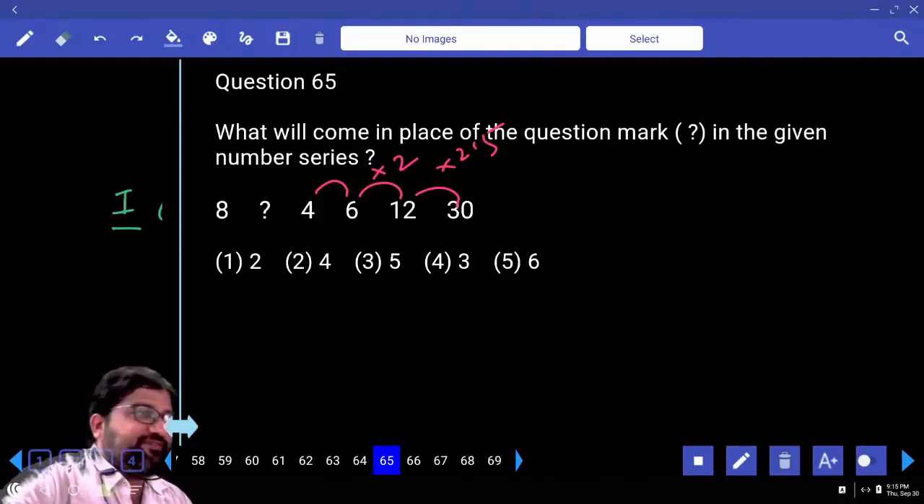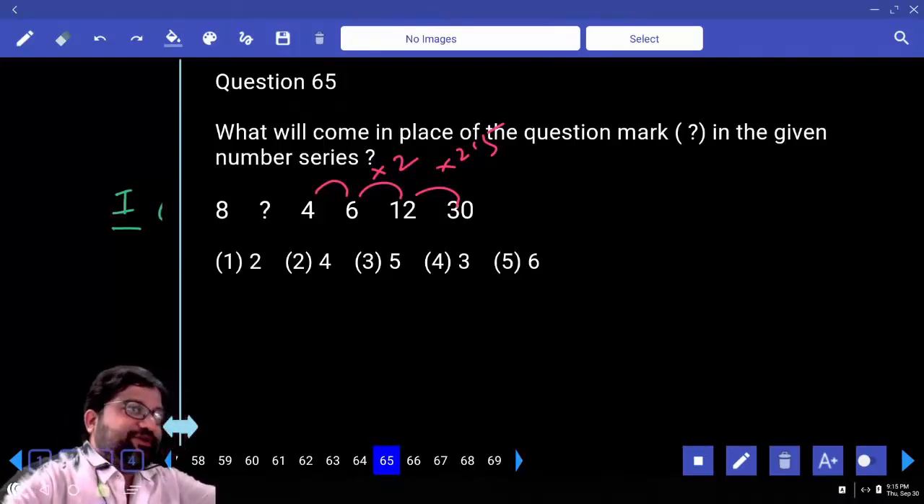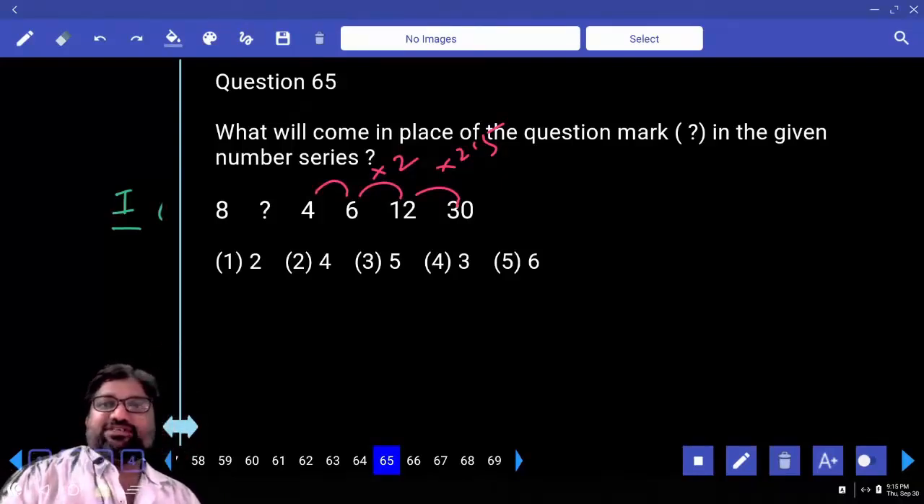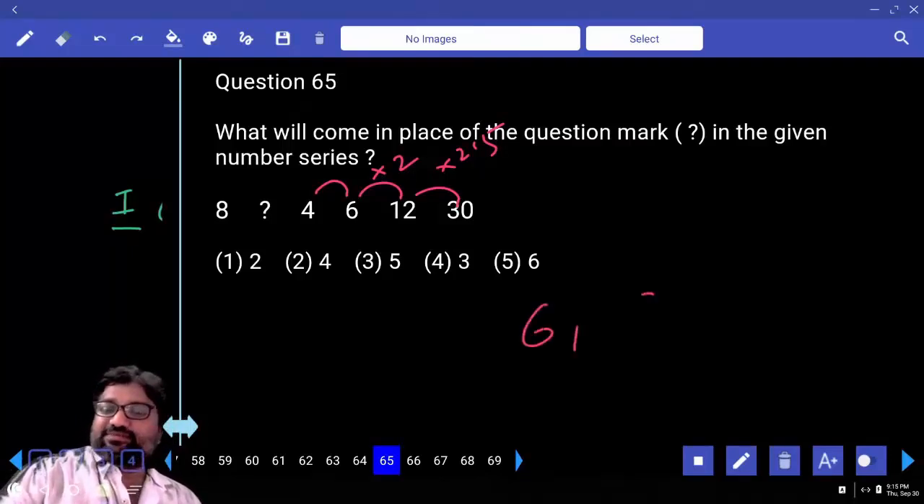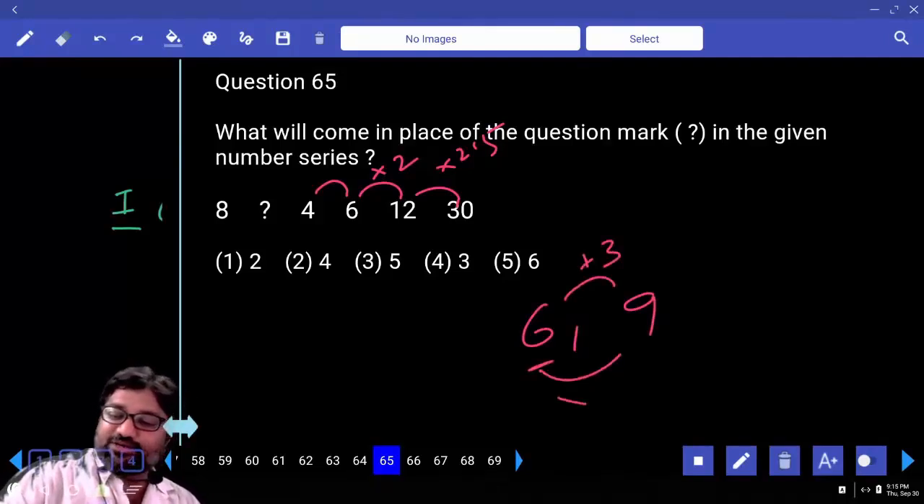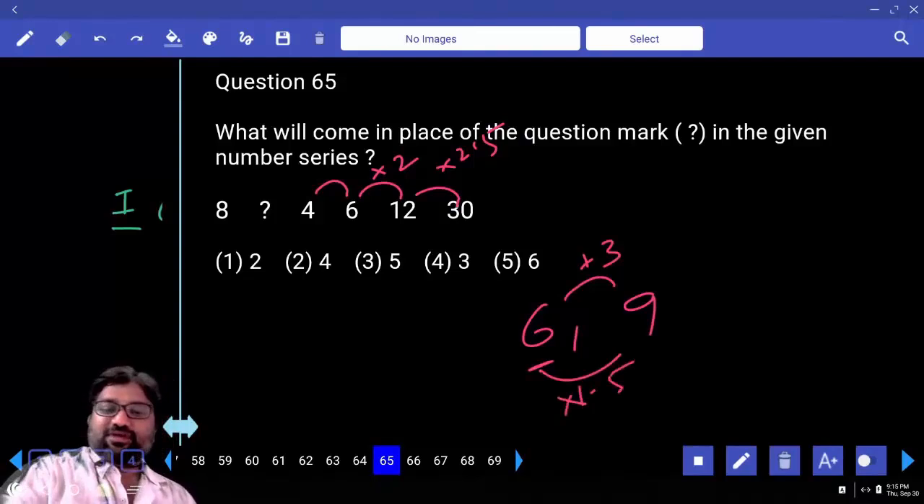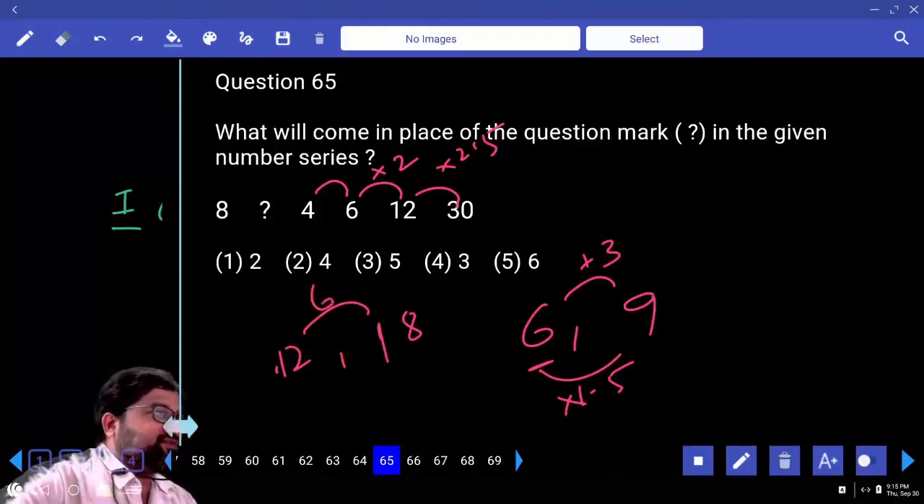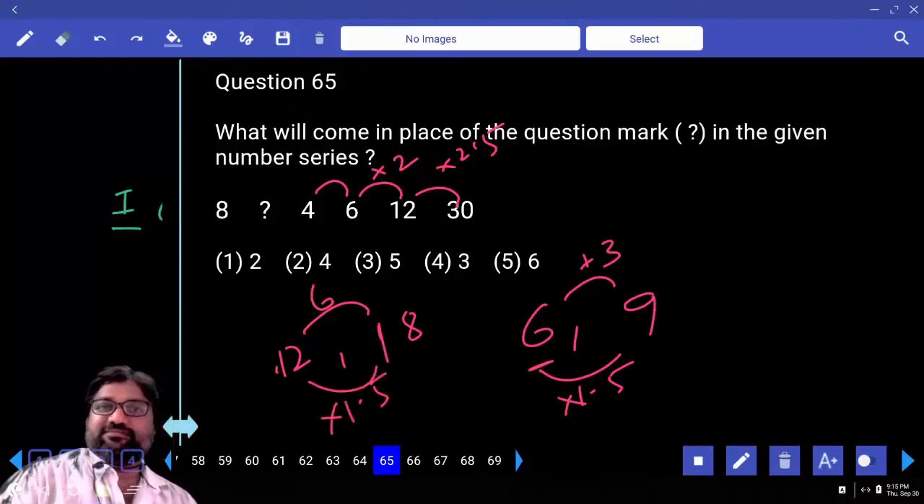This 2 is half of 4, and I told you when you add half of the number to itself, then you are multiplying the number by 1.5. Yes or no? 6 becomes 9. How much did I add to 6? 3. This 3 is exactly half of 6, and this is nothing but into 1.5. 12 becomes 18. How much did I add? 6. 6 is exactly half of 12. So this is nothing but into 1.5.